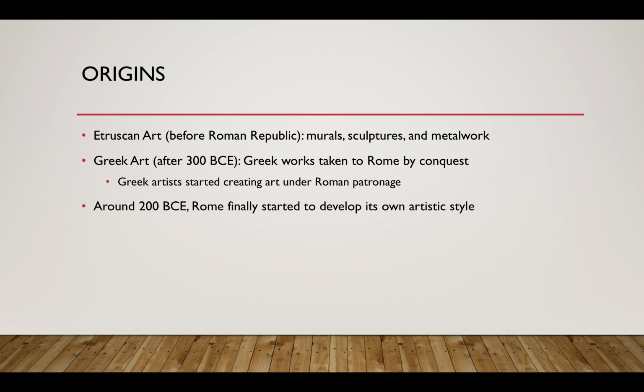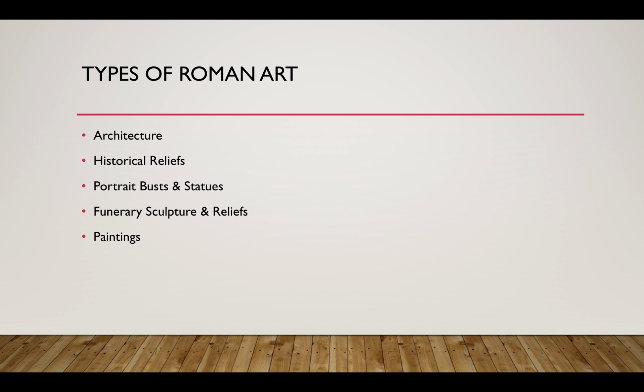So the origins of Roman art, as well as Roman culture, came from the Etruscans. They also took a little bit from the Greeks, as we know they did with their conquests of Greece, and how they took parts of their culture that they liked and tried to make it into their own. But then around 200, the Romans really started to develop their own artistic style and accomplishments.